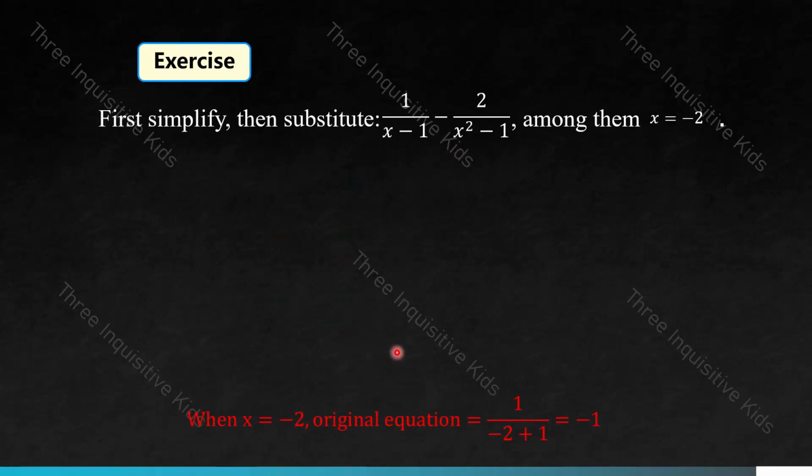Exercise. First simplify, then substitute. 1 over x minus 1 minus 2 over x squared minus 1, where x is equal to -2. We're just going to do this problem together. So here is the solution.